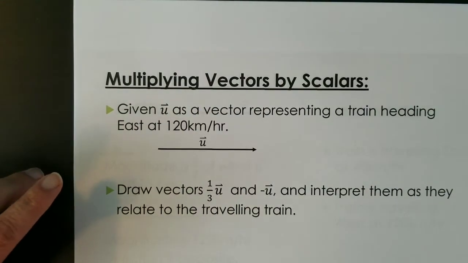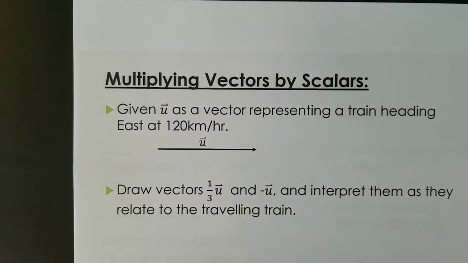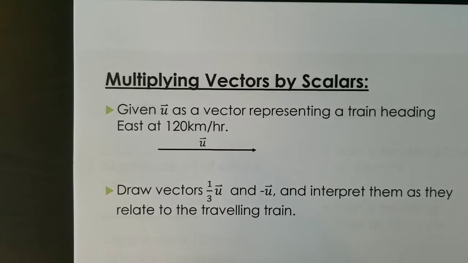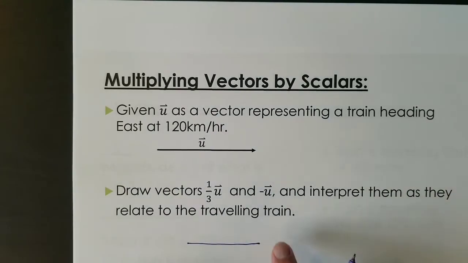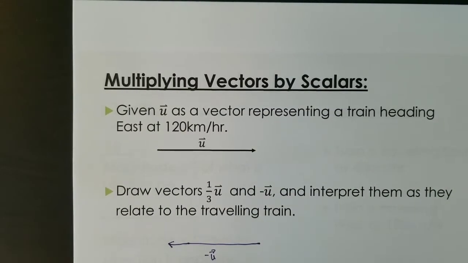So the first example we have is a train heading east, traveling at 120 kilometers per hour. So we want to draw vectors 1/3 u and negative u. So negative u we've seen, right? We've seen that negative vector or opposite vector. And we know that that's the vector that goes in the opposite direction and has the same magnitude. I'm just going to eyeball this a little bit, pretend it's straighter than it is, and there's negative u.